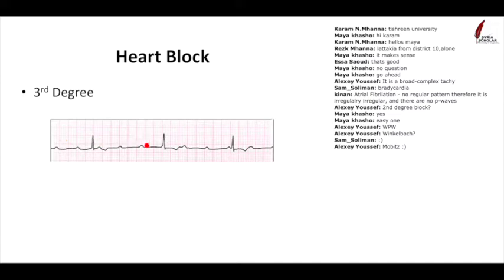No electricity is getting from the atria to the ventricles, and that's because the atrial depolarization is happening by itself, the ventricular depolarization is happening by itself, so there's no pattern. There's no link between these P waves and these QRSs at all. And that's all the different types of heart block.